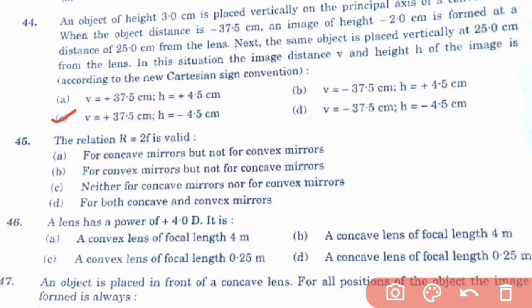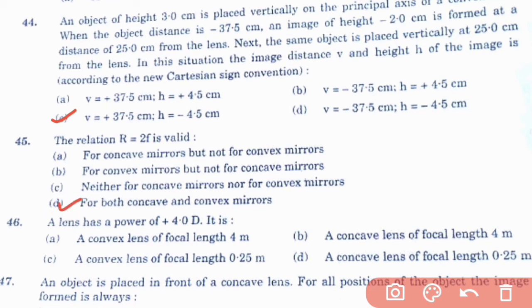So next question number 45. The relation R is equal to 2f is valid: option number A, for concave mirror but not for convex mirror; option number B, for convex mirror but not for concave mirrors; option number C, neither for concave mirrors nor for convex mirrors; option number D, for both concave and convex mirrors. So the correct answer is for both concave and convex mirrors.